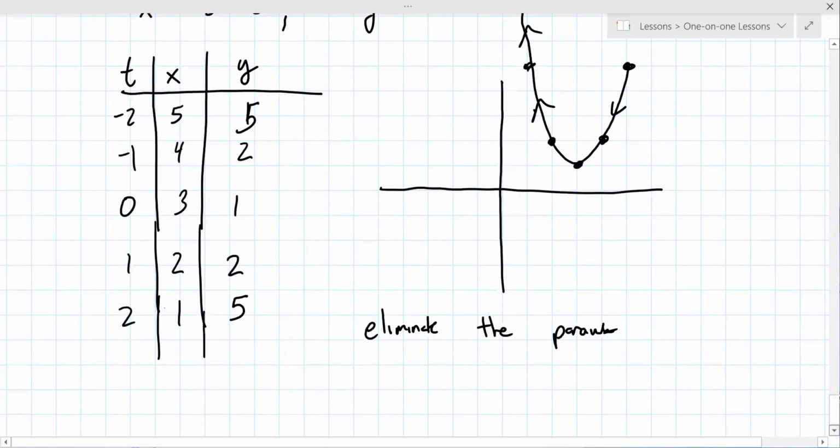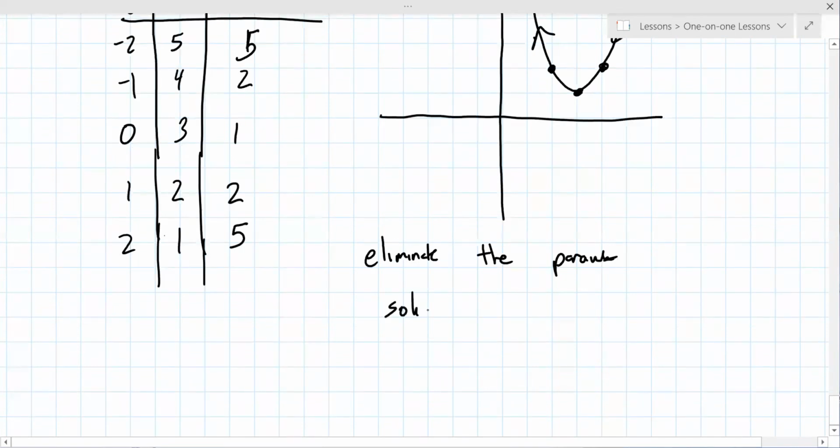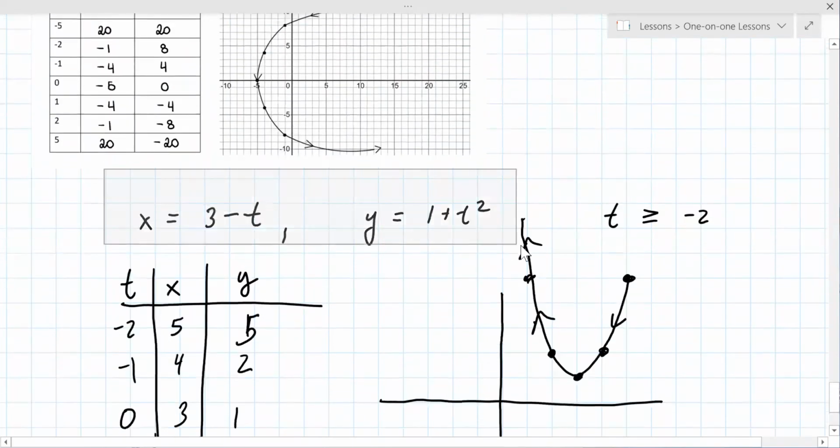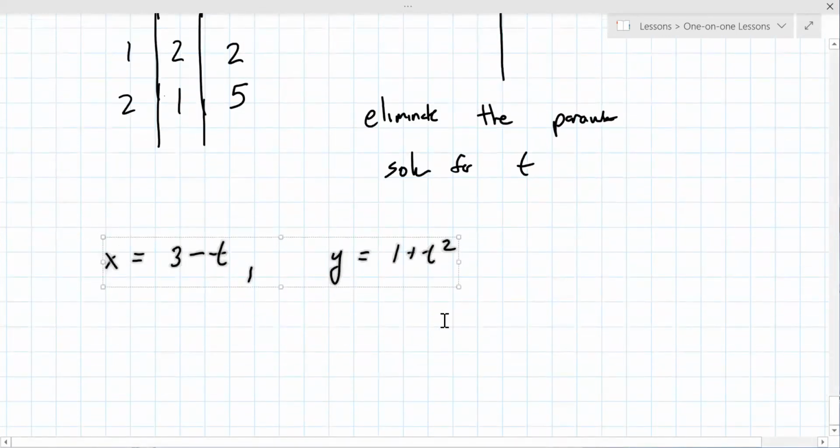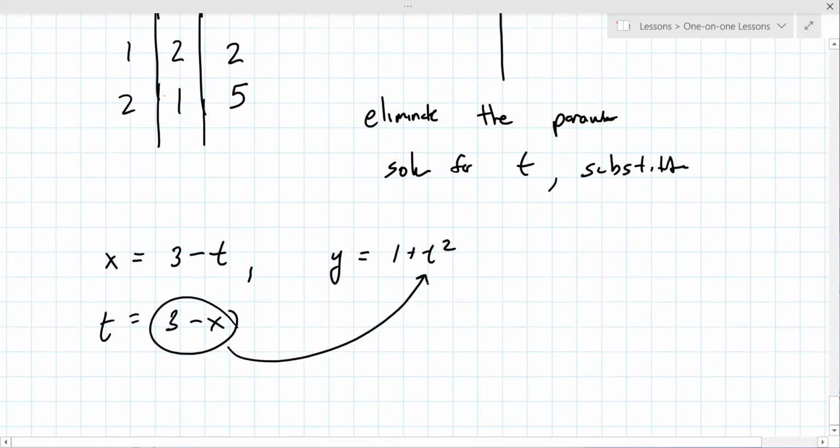The way you do it is you generally solve one of them for t. So in this case, let me just snip these and bring them down. You can solve this one for t. You move x over, and t ends up being 3 minus x. Then you generally substitute. So you take this and plug it in over here for t. So y equals 1 plus (3 minus x) squared. And you could leave it like that, or you could simplify.